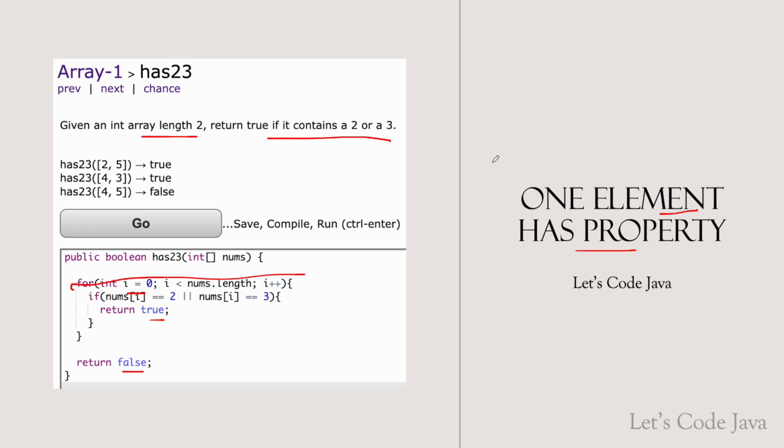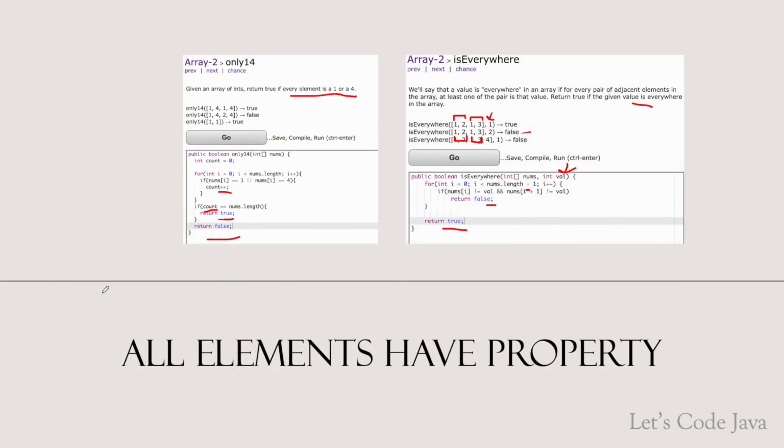So return true if it contains a 2 or a 3. So the way I coded it is that I run my code from 0 to nums.length minus 1, and I say that if the value is equal to 2 or if it's equal to 3, return true. If it's not, return false. And then all elements have properties. So in the last example, we were just looking if any of the values are 2 or 3, return true. But in this case, we're looking for if every element has a certain property. So return true if every element is a 1 or a 4.